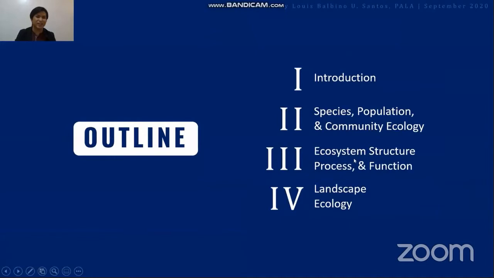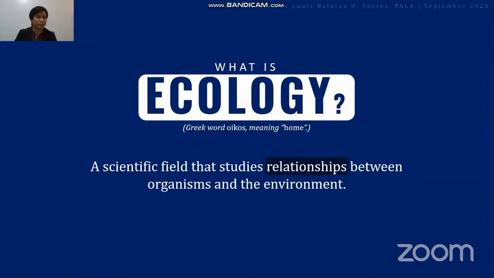All right, first of all, what is ecology? Ecology comes from oikos, Greek word for home. And if you think about it, the earth is our home. Ecosystems are our home. Our lives are reliant on the process of ecosystems. So in a way, ecosystems are our home, our life support. And the study of ecology deals with the study of relationships. Relationships between organism to organism or the organism to the environment. And you'll see later on that everything is interconnected.